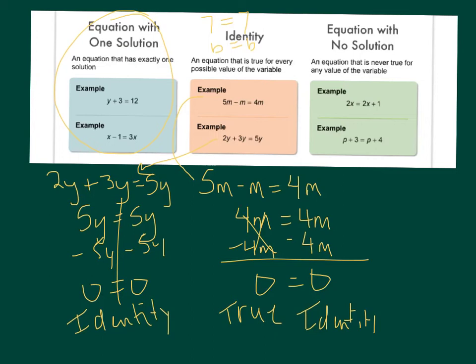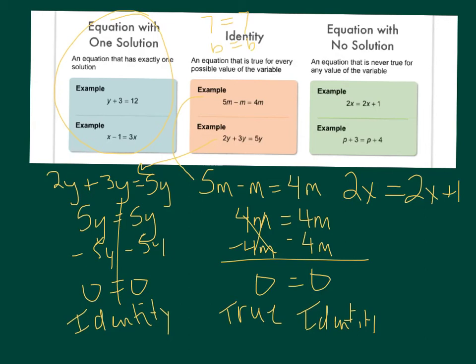Let's try one with no solution. So we have 2x equals 2x plus 1. Hang on. Let me erase that, start over. So we have 2x equals 2x plus 1.